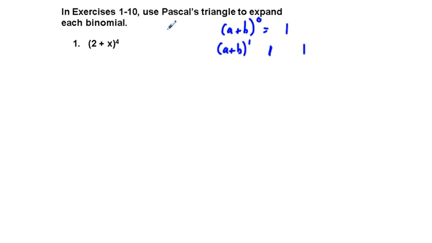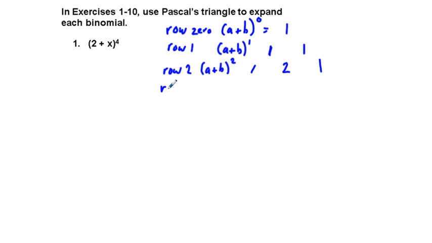So that first one is row 0. The next one is row 1. The number of the row is the same as the power of the binomial being expanded. Next we have row 2, and that's going to represent the quantity a plus b squared. So we come down on the edge, we have 1, and then 1 plus 1 is 2. So we have 1, 2, 1.